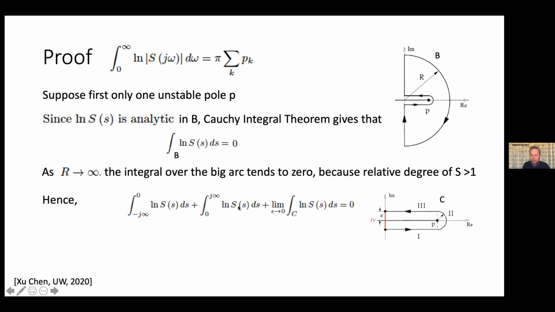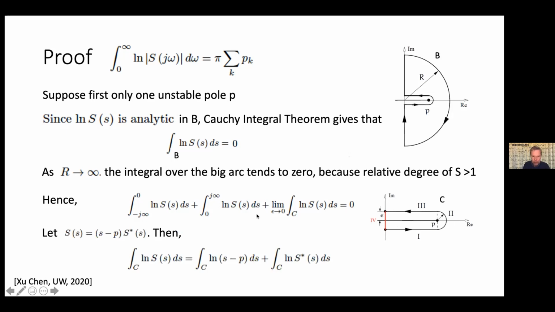Instead, we have 3 other pieces left. We have the pieces along the imaginary axis, these 2 pieces, and then we have the piece which is this small part just around P, which I have magnified to the right here. So we should integrate along Roman 1, Roman 2, and Roman 3 there. Okay, so what can we do next?